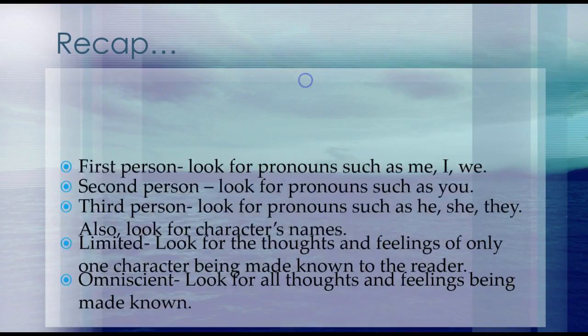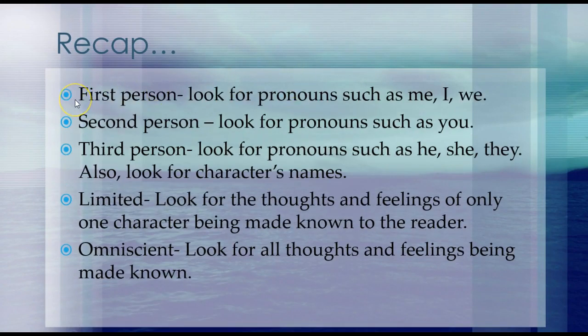Okay, so a recap. For first person point of view, look for pronouns such as me, I, we, something like that, like the person in the story is talking to us. Second person, this is pronouns such as you, like the narrator is talking to us. Third person, look for pronouns such as he, she, they. This narrator is not in the story, so they're referring to the characters by he, she, they, maybe even their actual name.